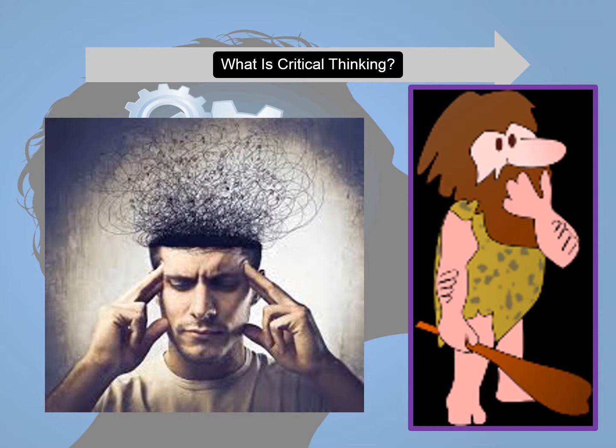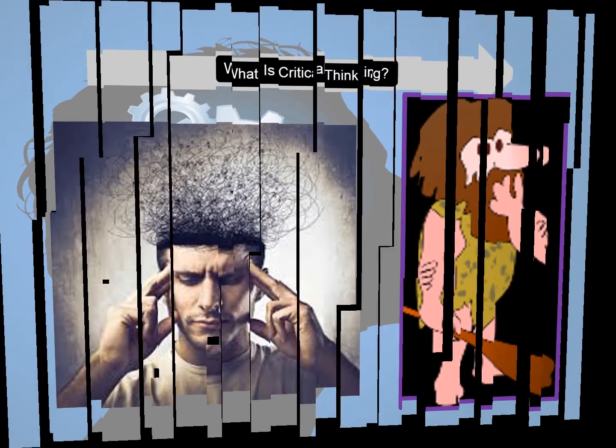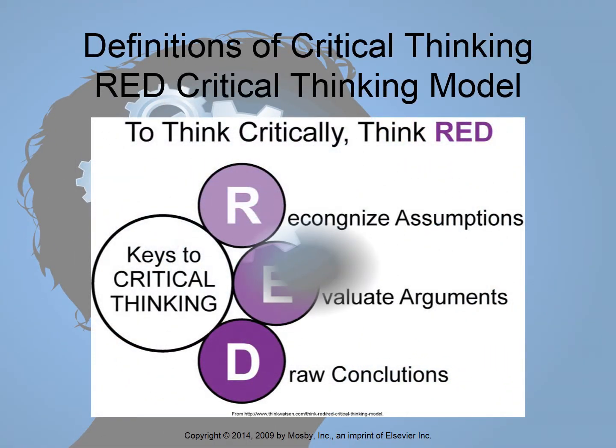We use Pearson's RED model often in critical thinking, and it is a skill the RN must understand and incorporate into practice. So let's look at the definitions of critical thinking. This is a diagram of the RED critical thinking model. It's Pearson's RED. R stands for recognize symptoms, E is to evaluate arguments, and D is to draw conclusions.